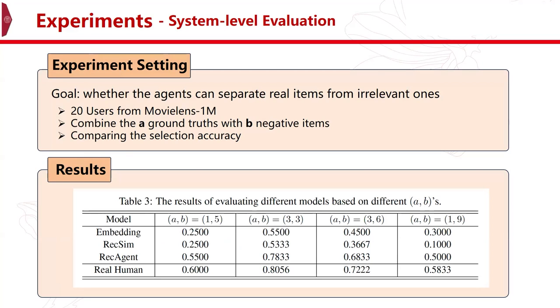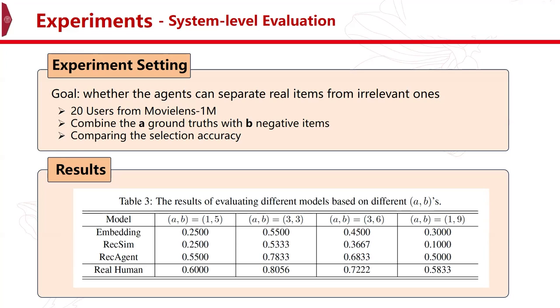This experiment can be seen as a discriminative experiment. That is, whether our agent can separate the real item and the negative items. In this experiment, we sample 20 users from the dataset, and we combine one ground truth item with B negative items, and let the agent select the ground truth. And we compare the selected item with the ground truth.